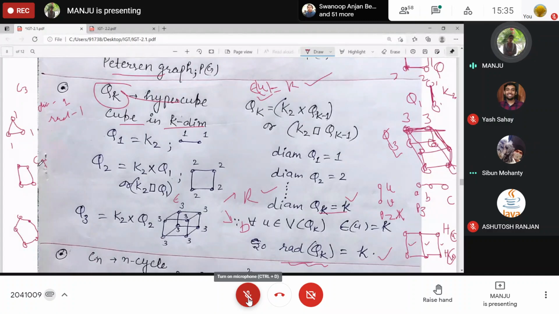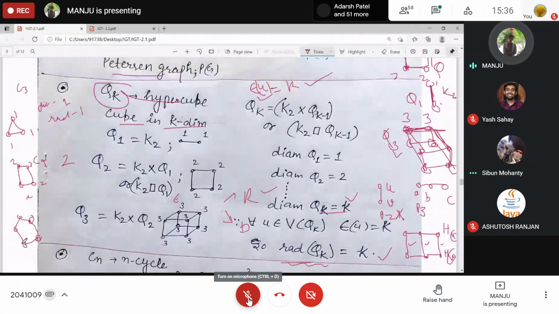What about C4? C4 we have already done in this one. Yes, ma'am. 2, 2. What about this one? Radius and diameter 2 over here. What about this one? This to this 1. This to this 2. What about this to this distance? 3 or 2? 2, ma'am. 2, right? Via this one.